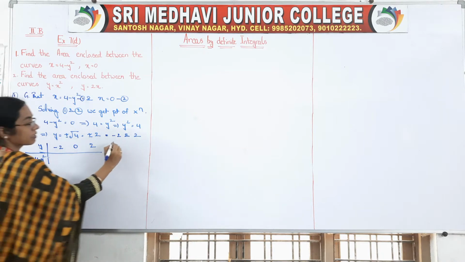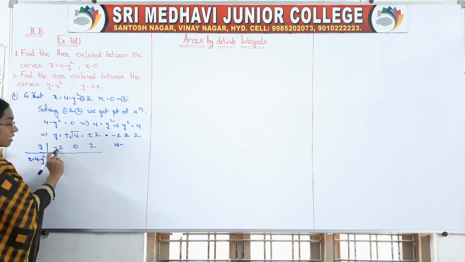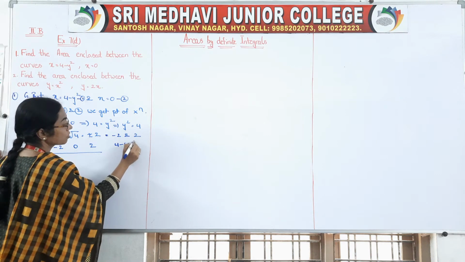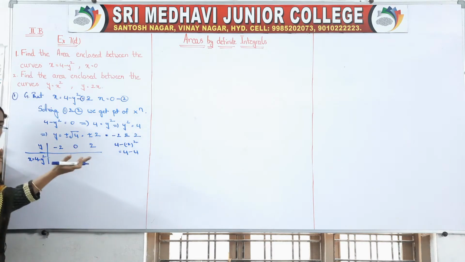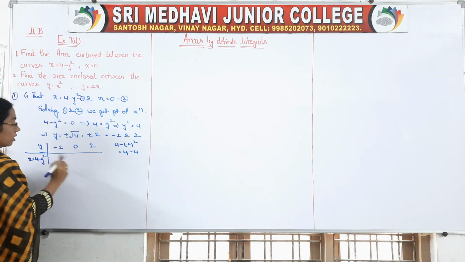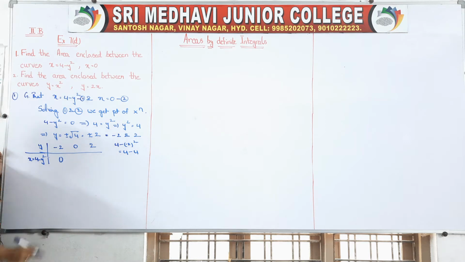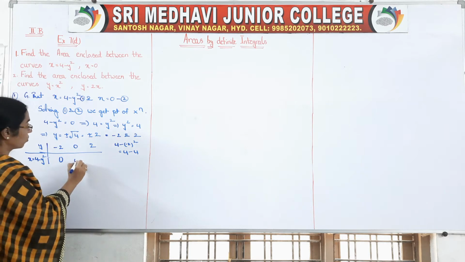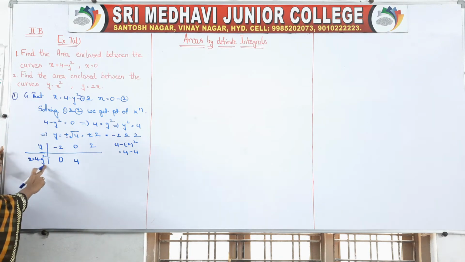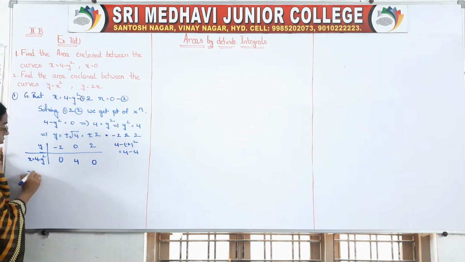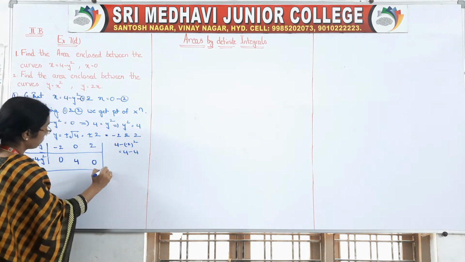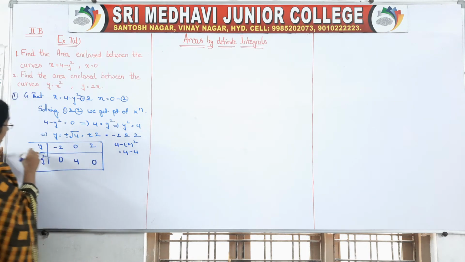4 minus, see, 4 minus here minus 2 whole square. So 4 minus, minus into minus plus 2 square. So it is 0. Next, 4 minus, in y place 0 square. 4 minus 0 square is 4 only. Next again in y place 2: 4 minus 2 square, 4 minus 4, 0. So this is our table, right?